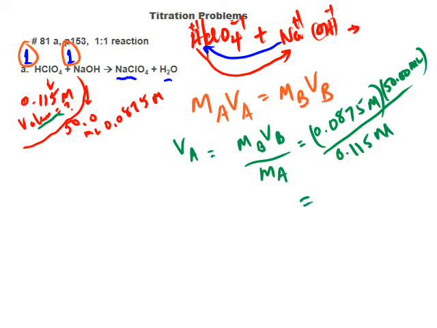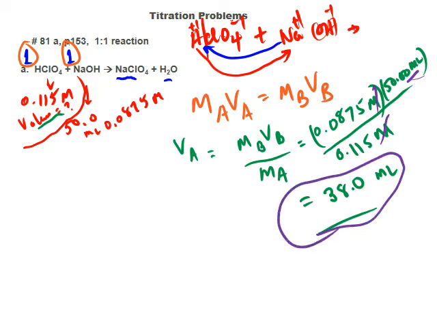Now if you do this math, you're going to get 38.0, and the unit is going to be mL. Let's double check the unit so that you'd know that that's the right unit we're getting. Molarity would cancel out, and only mL is left, and that's the final unit for this. So our answer to this question is 38.0 mL.